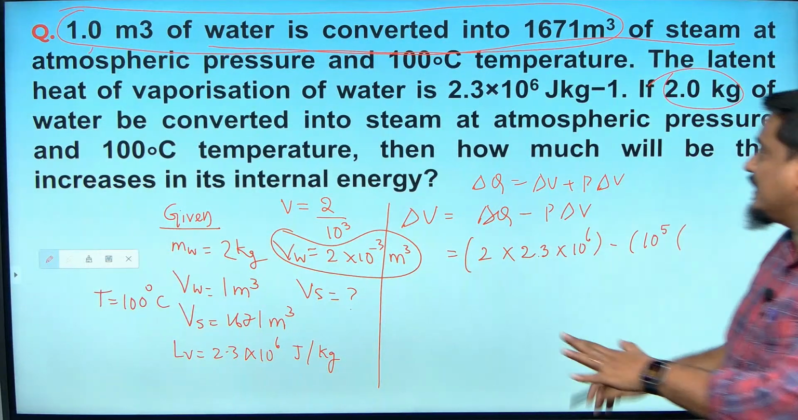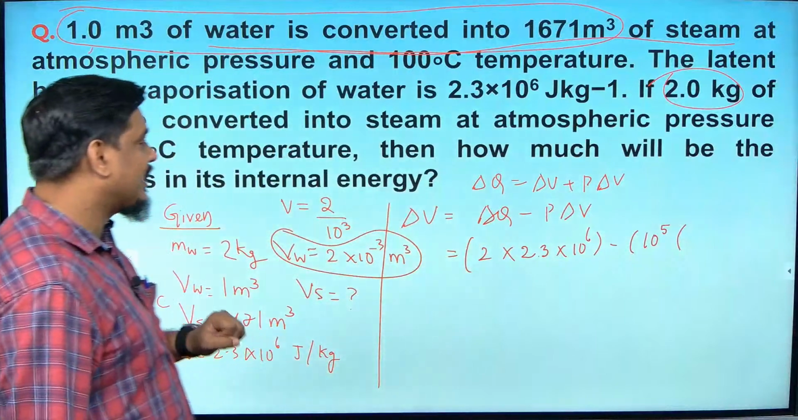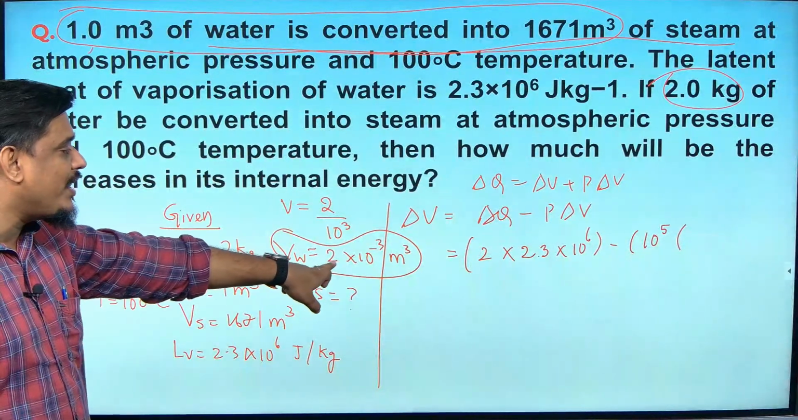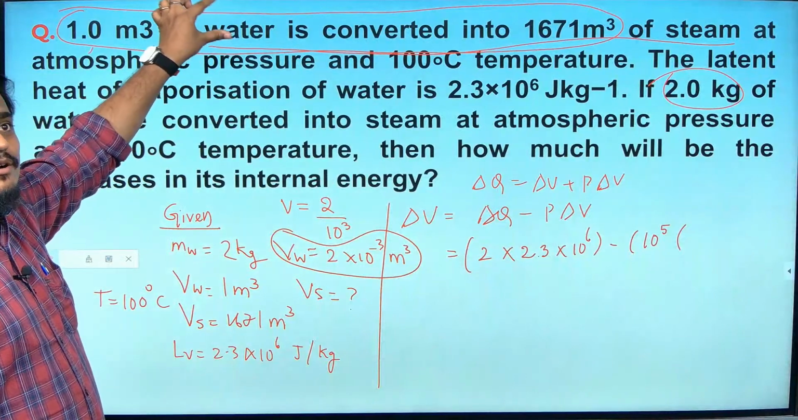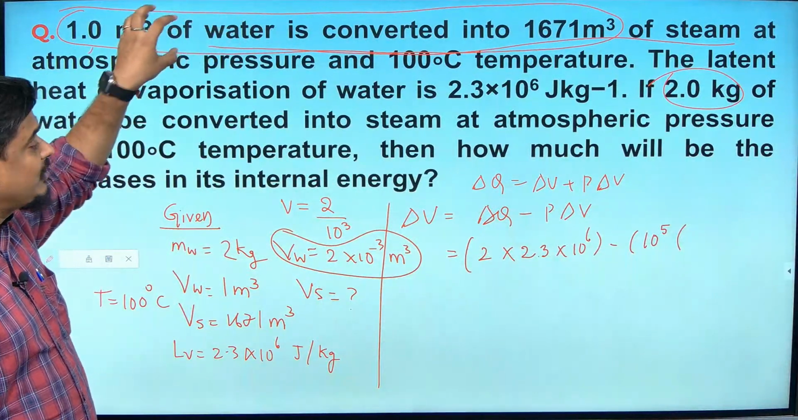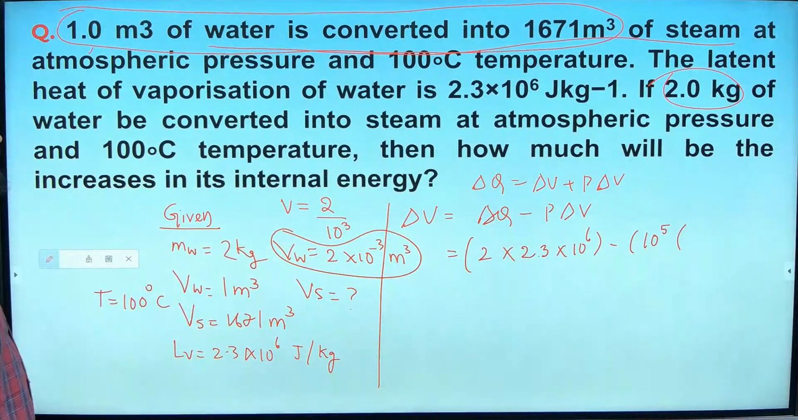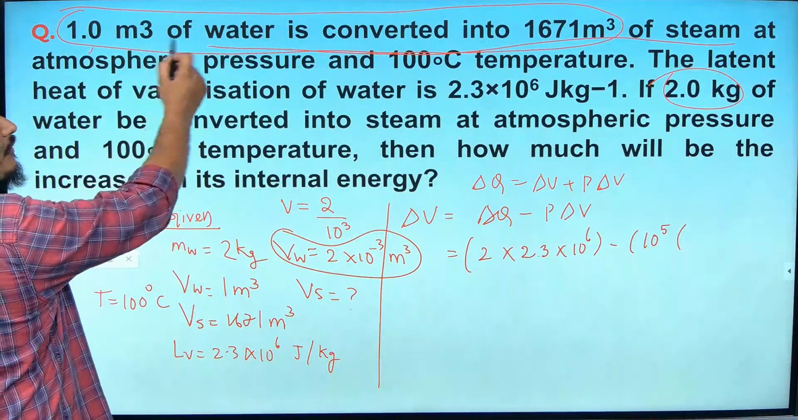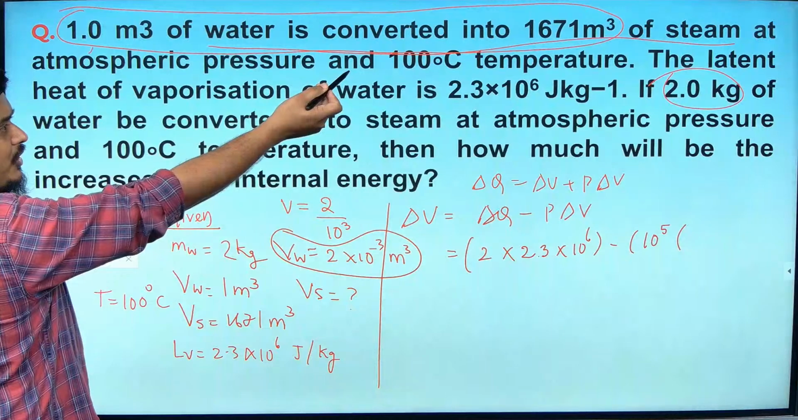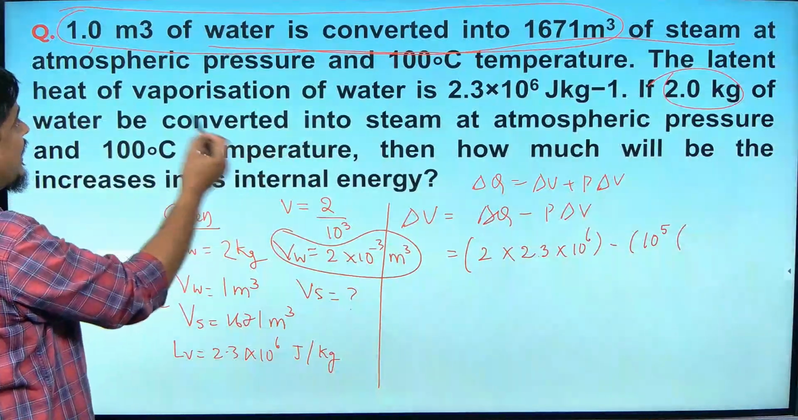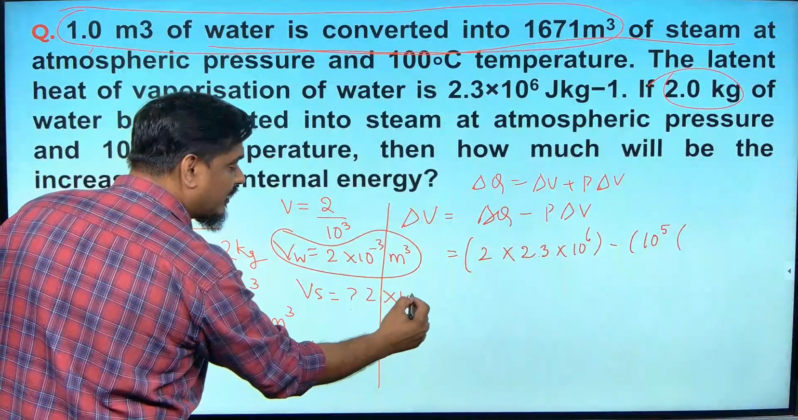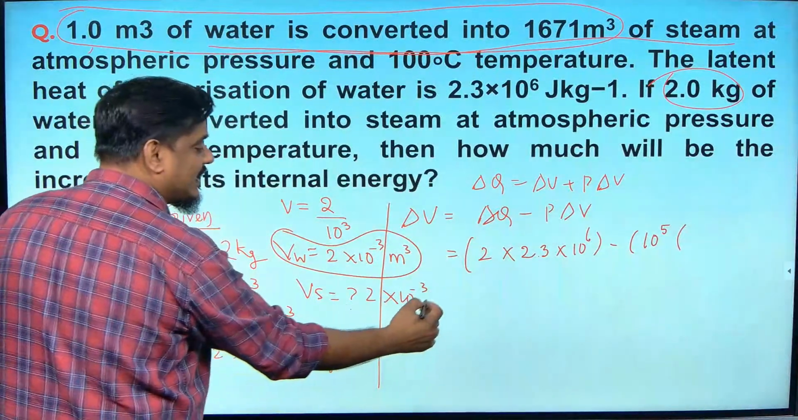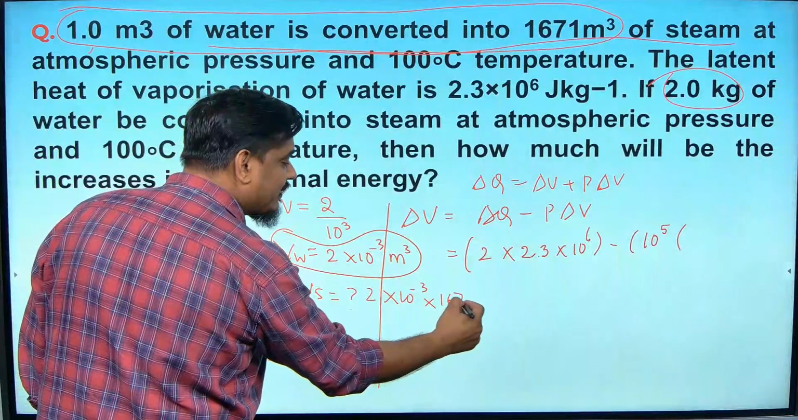Now in this case, they have told 2 kg of water, and 2 kg of water is 2 into 10 to the power minus 3 meter cube. Why did they give this statement to you? Because they wanted you to analyze this, and from there you have to find V of steam. That is, 1 meter cube of water is converted into 1671 meter cube of steam. It means 2 into 10 to the power minus 3 meter cube of water will convert into 2 into 10 to the power minus 3 multiplied by 1671 meter cube of steam.